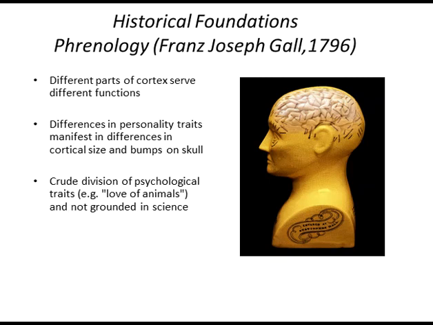We also are familiar and recall phrenology. Phrenology by Franz Gall. The idea where different parts of the cortex serve different functions. Differences in personality traits manifest in differences in cortical size and bumps on the skull. And one could be trained to read these bumps in order to tell something about one's personality. This crude division of psychological traits is not grounded in science. In fact, phrenology was seen more as a pseudoscience.